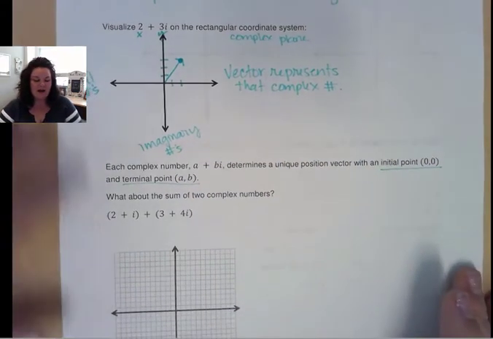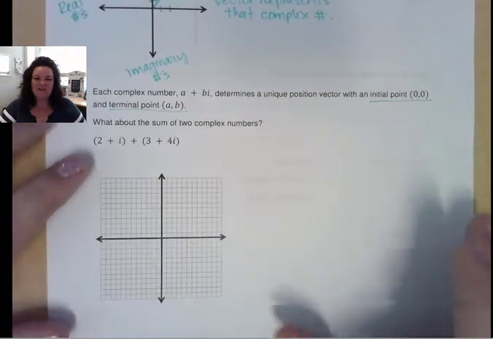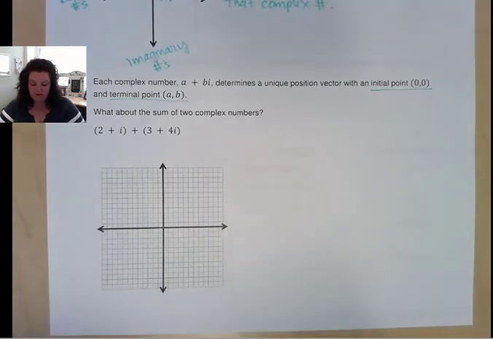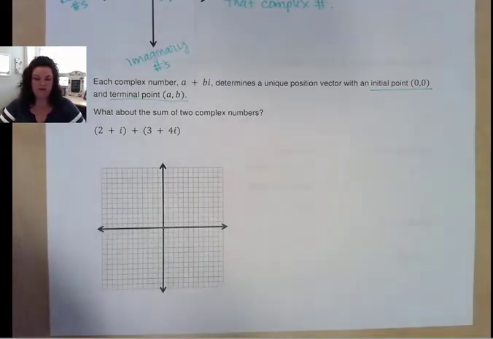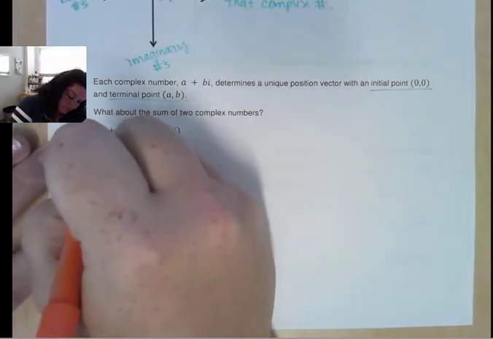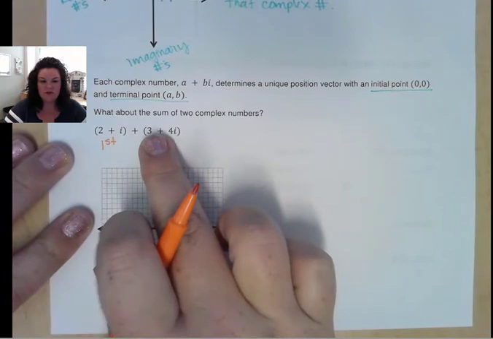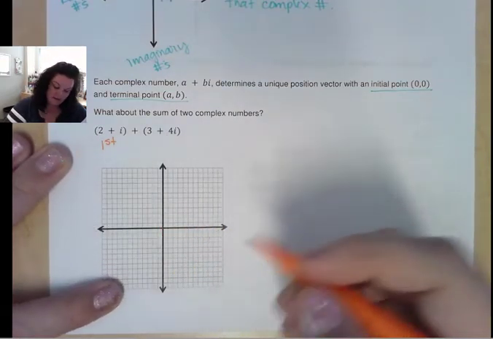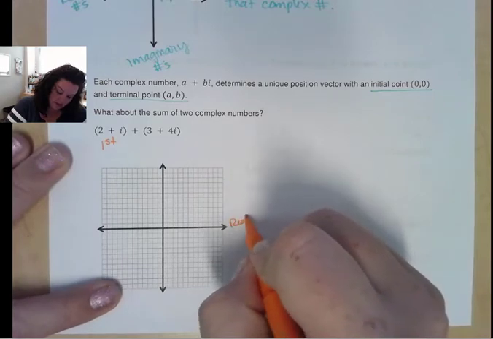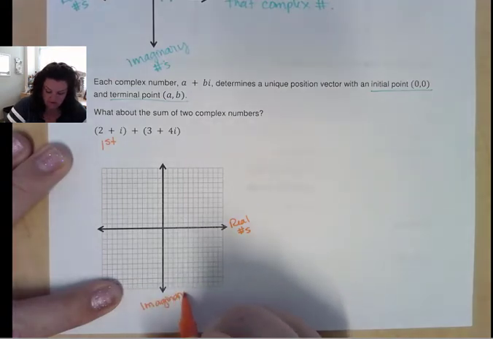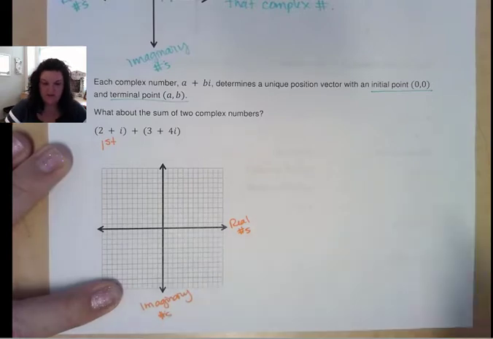So let's look at how that might change a little bit when we get into adding or summing two complex numbers. Okay, so what I'm going to do is use two different colors for each number. So here's my first number, that I'm going to add to the second number. For my first number, I'm going to start at 0, 0. And again, this is my real numbers, and then my vertical axis is my imaginary numbers.